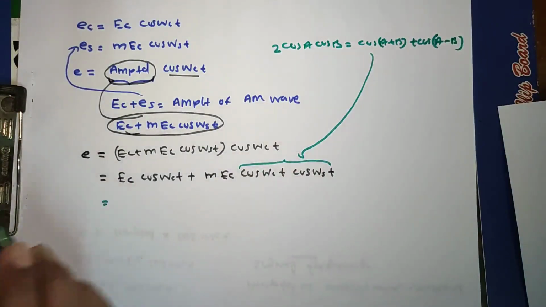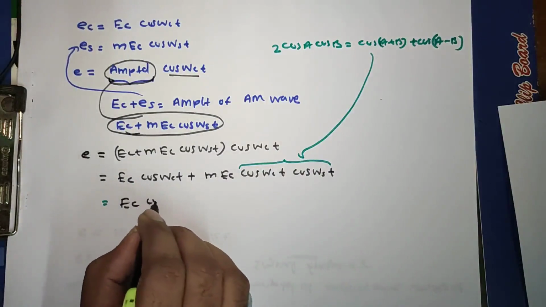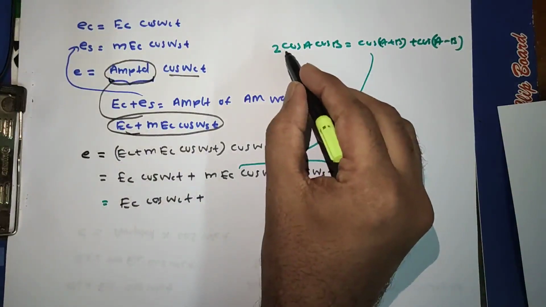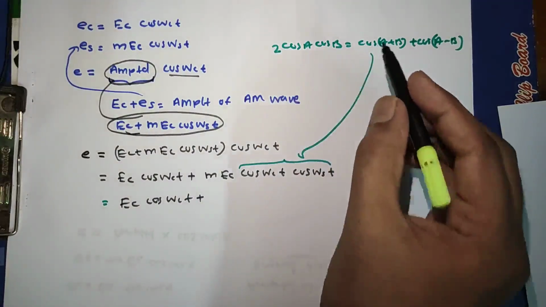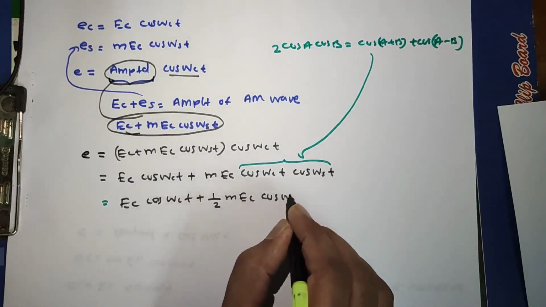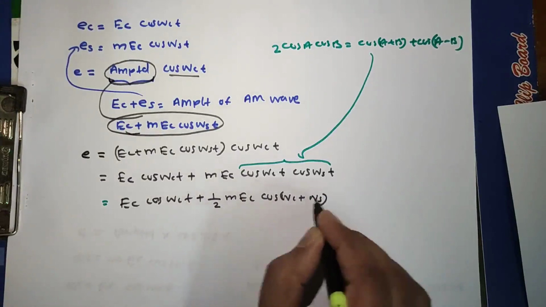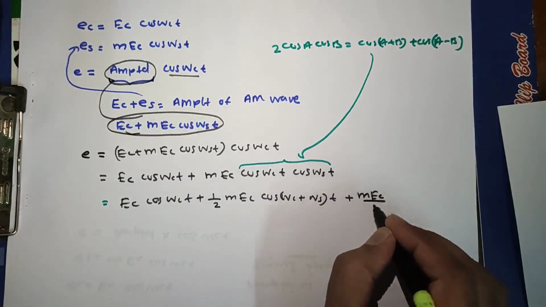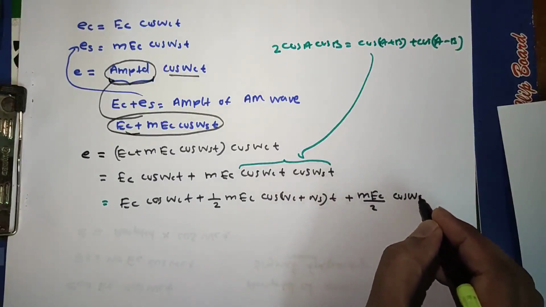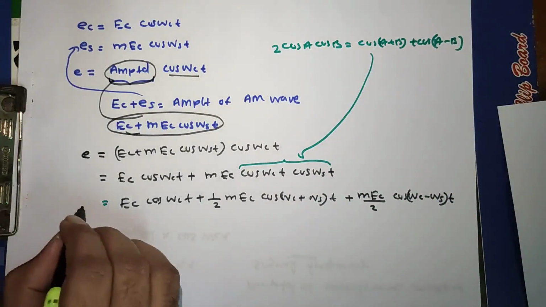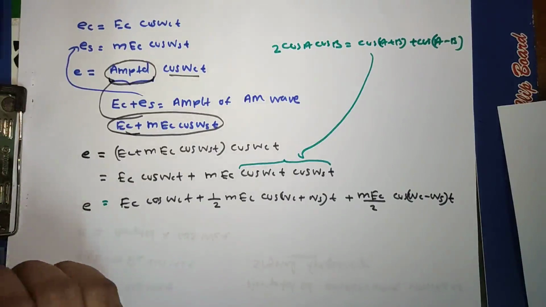So we can rewrite this term as equal to, first term will be EC cos omega CT, then this cos A cos B formula comes in here, the 1/2 formula. So you will have 1/2 into MEC cos (omega C plus omega S) T plus MEC by 2 cos (omega C minus omega S) T. Okay, so this is the instantaneous voltage of an amplitude modulated wave.